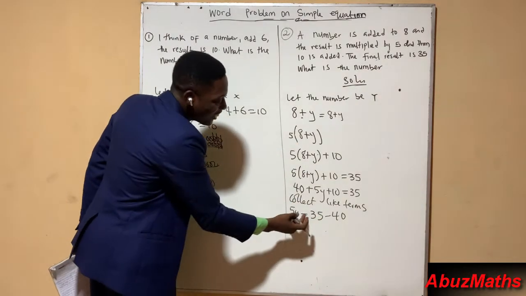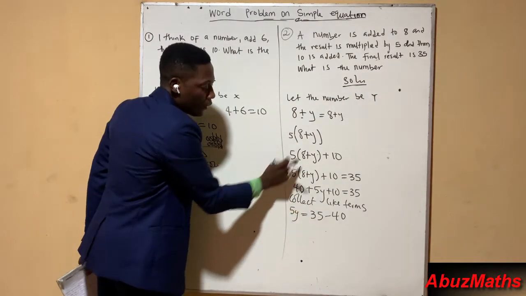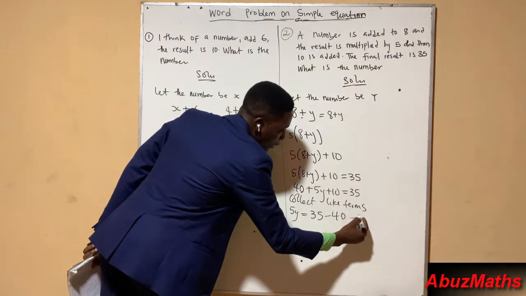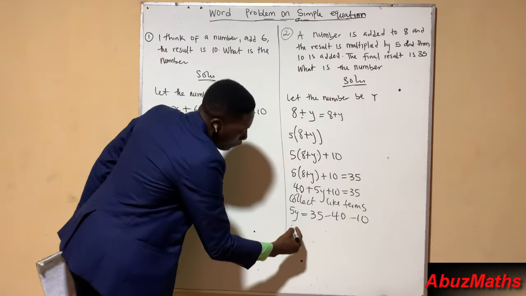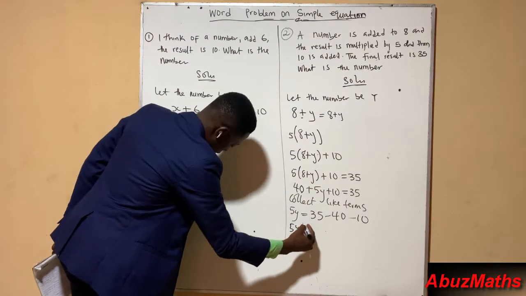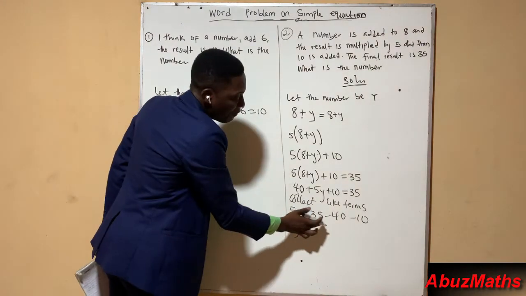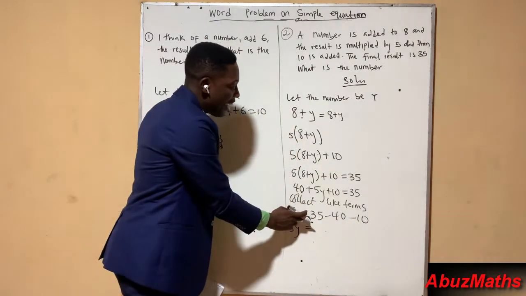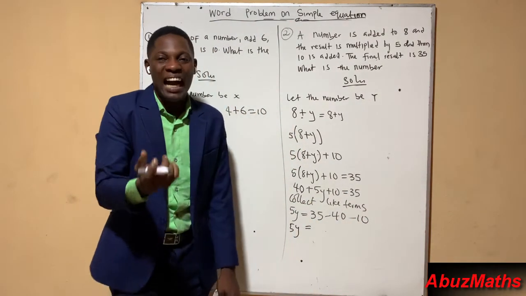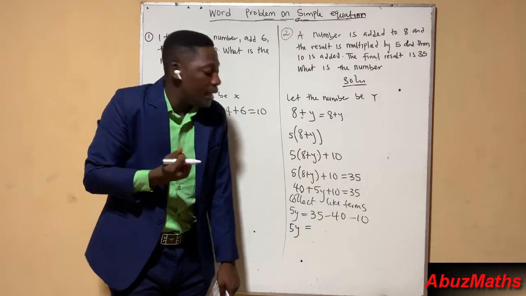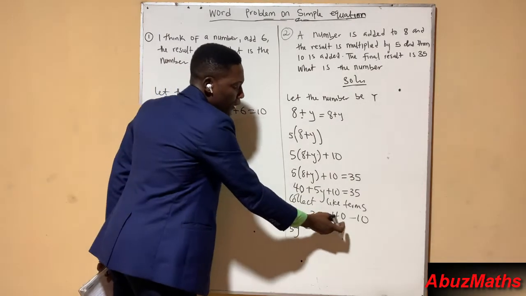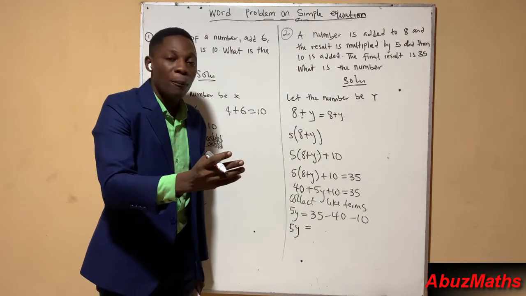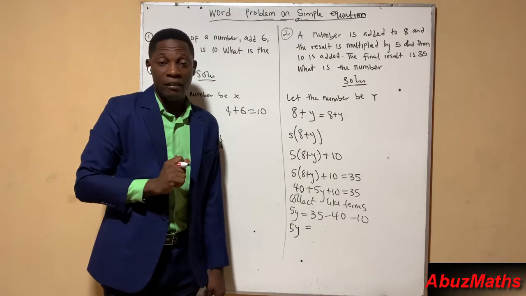Alright, let's continue. So I take plus 40 to the other side, it becomes minus 40. I take plus 10 to the other side, it becomes minus 10. Now, 5y will be equal to 35 minus 40 minus 10. How do we do that? So 35 is positive, so that means I am having 35 naira in my hand, but I was owing somebody 40 naira. So I gave that person 35 naira. What happened is I'm owing the person 5 naira.